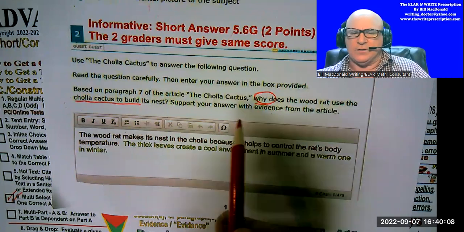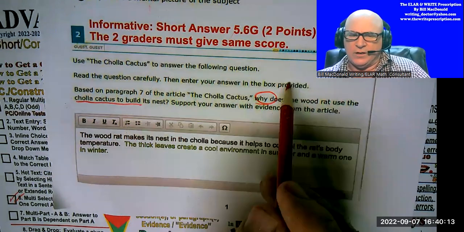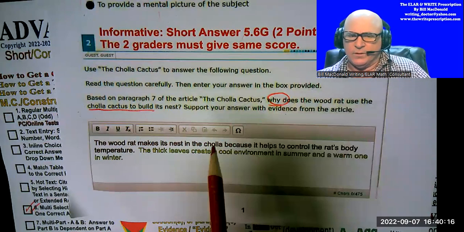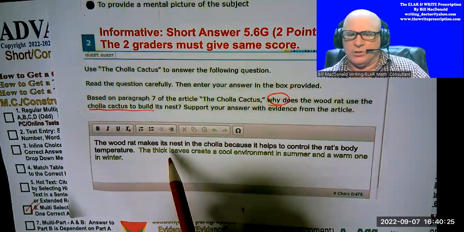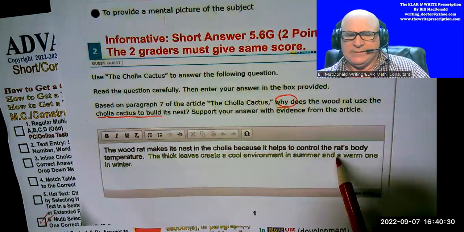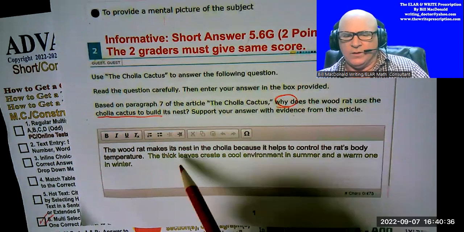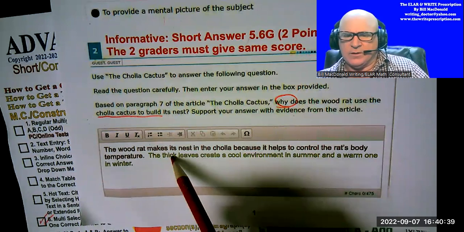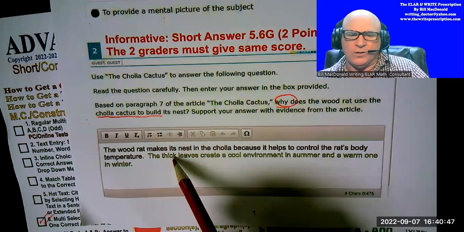That's the reason. They asked you why. So that's the answer. And as you see here, this is the way the answer was written in the state samples. The thick leaves create a cool environment in the summer, temperature control, and a warm one in the winter. So it's sort of like being in a house with walls. It cools you off in the summer and warms you up in the winter, except since we don't need leaves around us, we need walls.